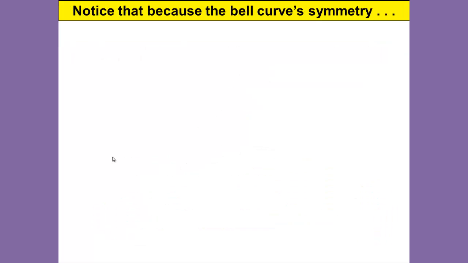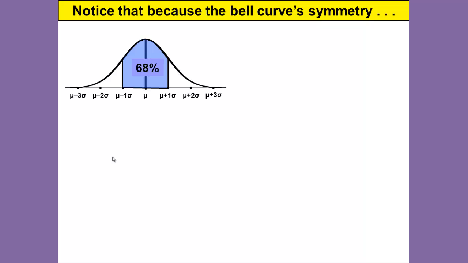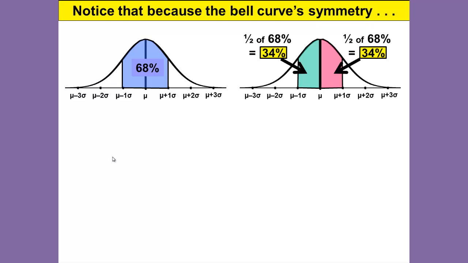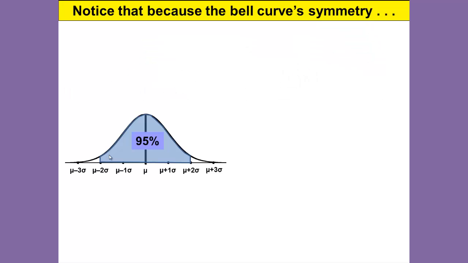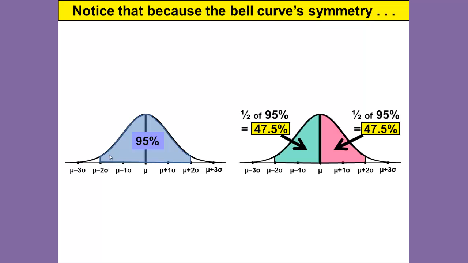Let's go back and think about the bell curve's symmetry. Within one standard deviation, we have 68%. If we take half of that, because it's symmetrical, that means each side is 34%. We have a pink side and a green side shown here, and since they're the same size and shape, each side will be 34%. For 2 standard deviations, that's 95%. And half of 95 would mean each side would be 47.5%.